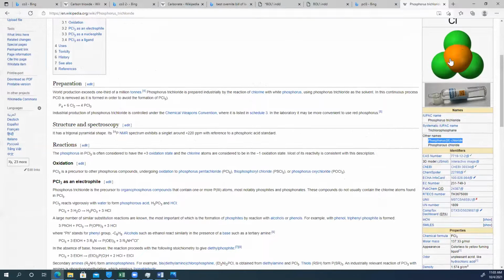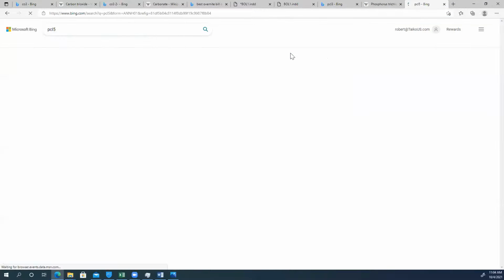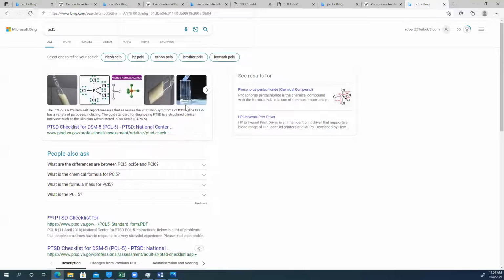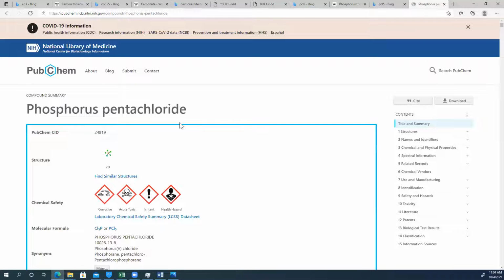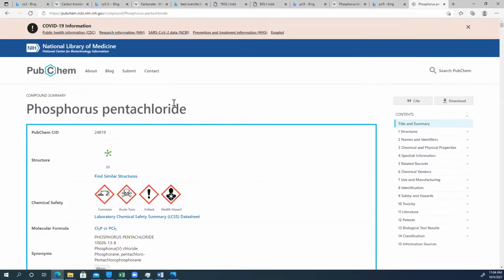So let's take a look at this PCl5. This is a different site. This is PubChem. This is also a good site for information. Phosphorus pentachloride. This is from the National Library of Medicine, NIH, and NIH stands for National Institutes of Health. That's interesting.